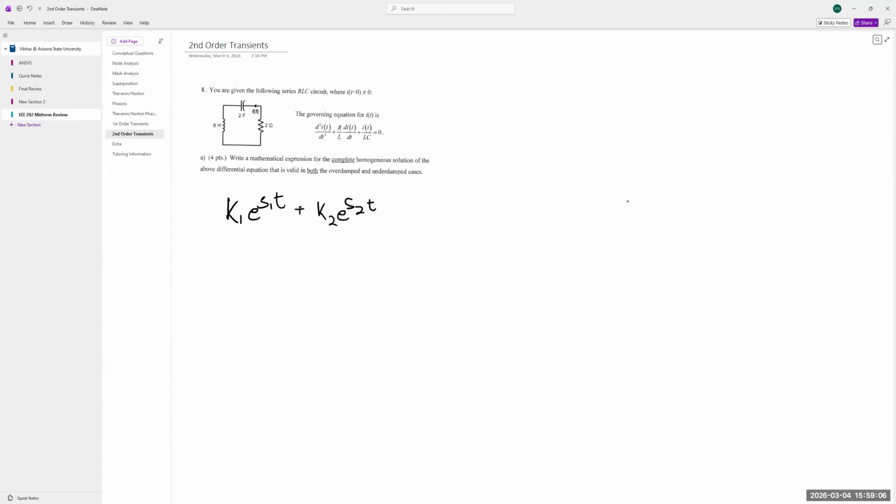So if we know that the solution has this form, right? So let's plug in one of the solutions. So K e to the power S T. The second derivative of that is going to be S square K e to the power ST. And then you have R over L. R is 2, L is 8, so you're going to have 1/4. So S, K, e to the ST.